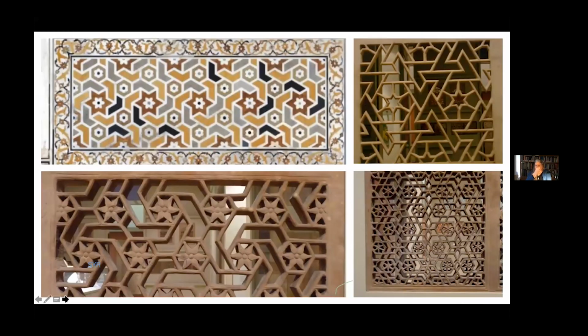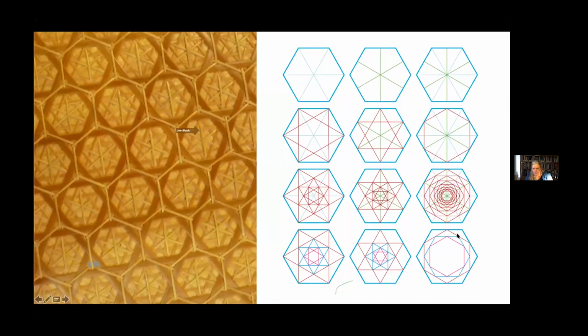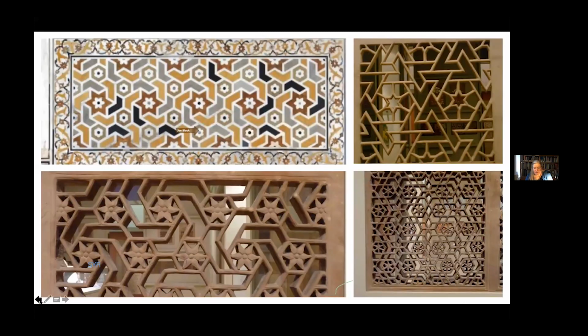Each material has its own beauty. More hexagonal designs. These are within the Mughal tradition, where we've got pierced stone screens and marble mosaic. All, again, the same kind of symmetry, that same hexagonal geometry that you would see in a snowflake or a honeycomb.